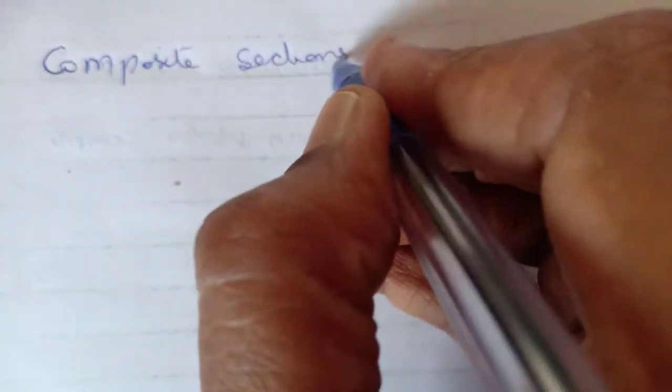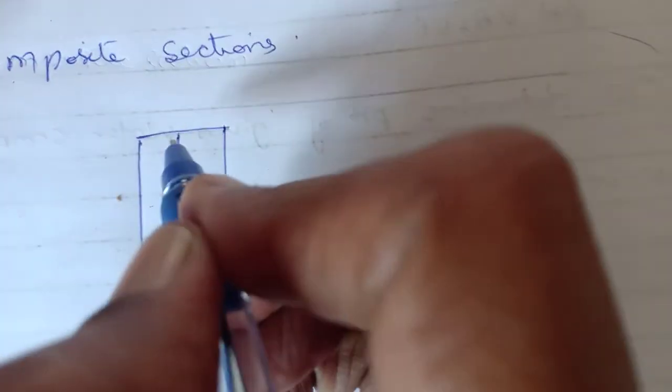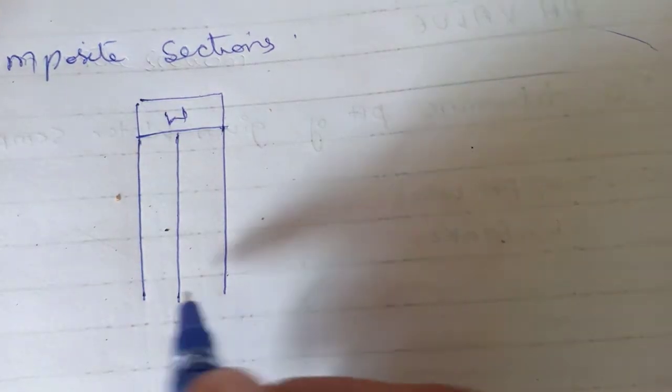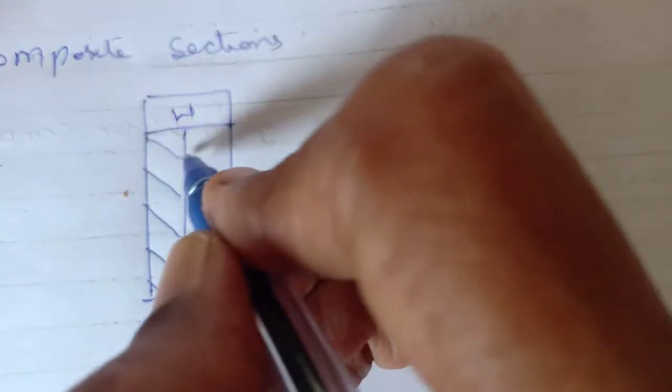Good morning, students. Today we shall discuss composite sections. So I'll draw the diagram. Composite means combination of two materials, and this is on the ground. So you also draw the diagram.